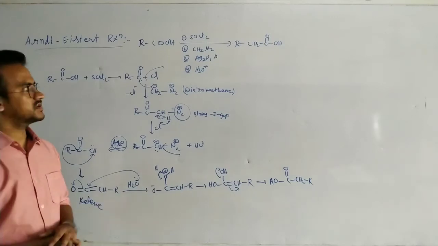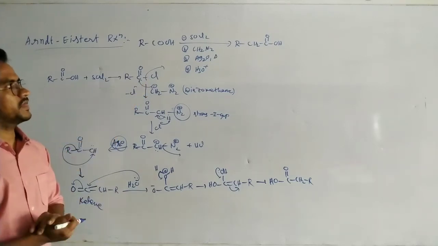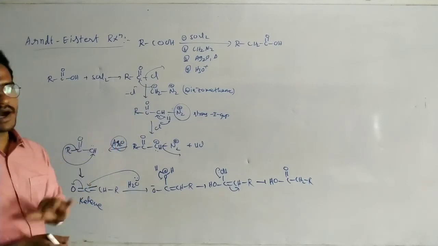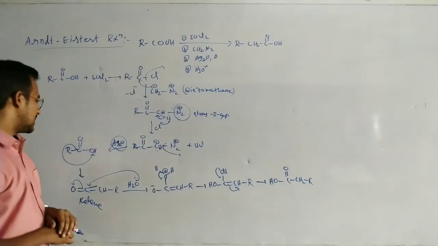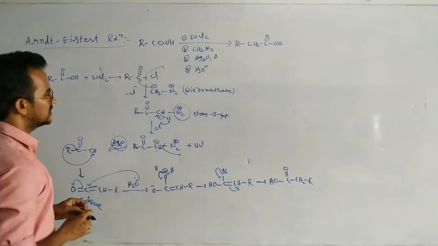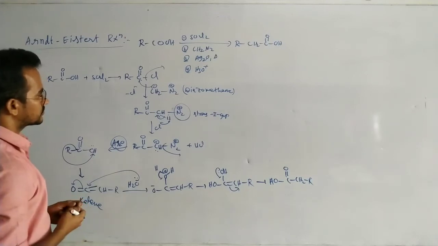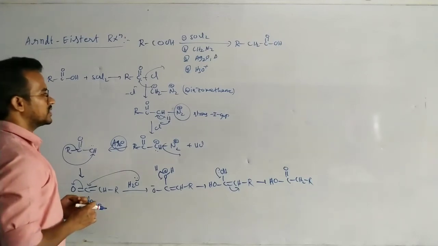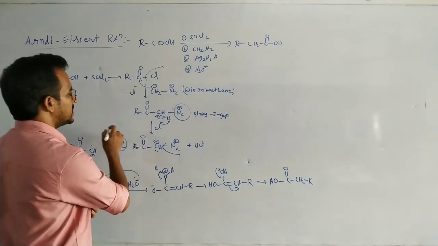Of course, the mechanism is not necessary. Just remember the reagents. So lower carboxylic acid to higher carboxylic acid. This is the diazoketone.